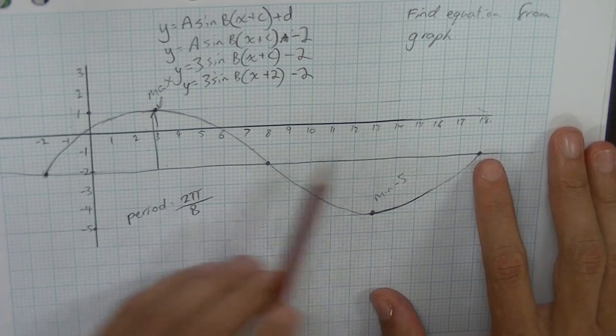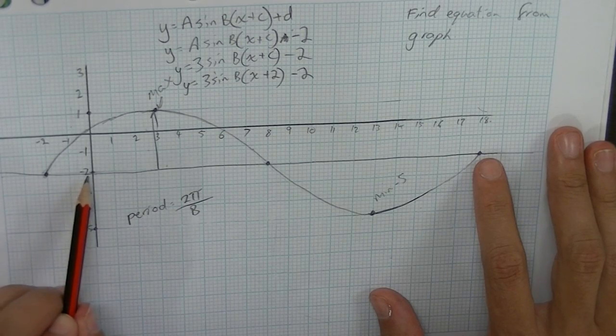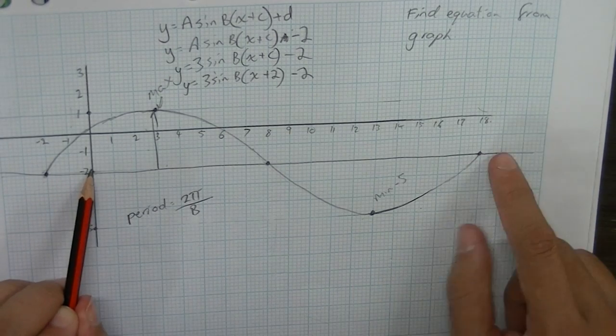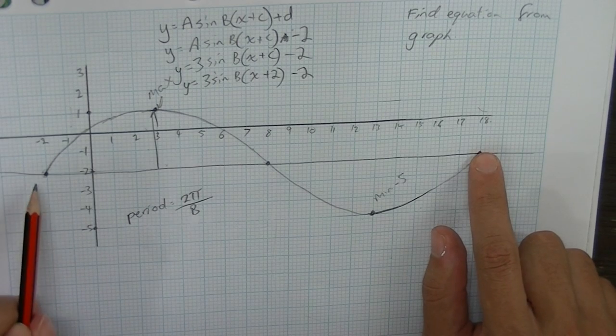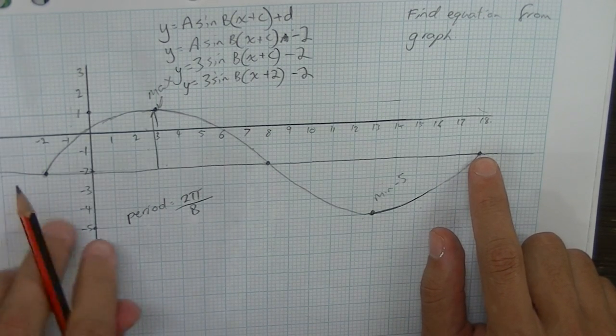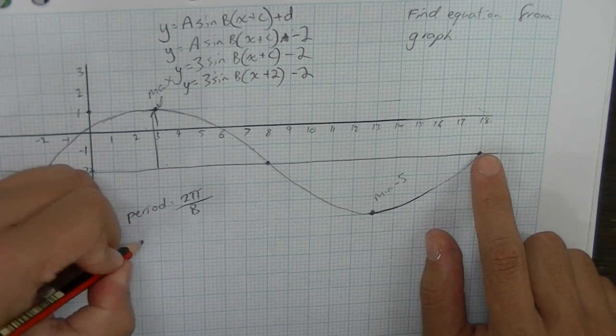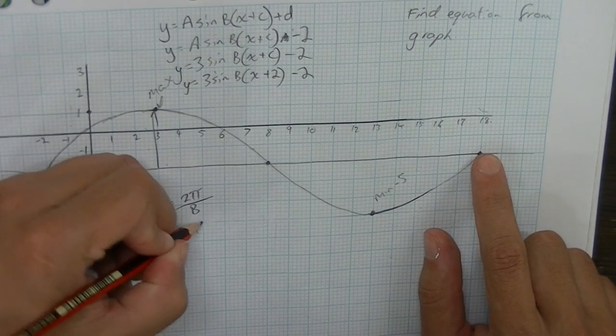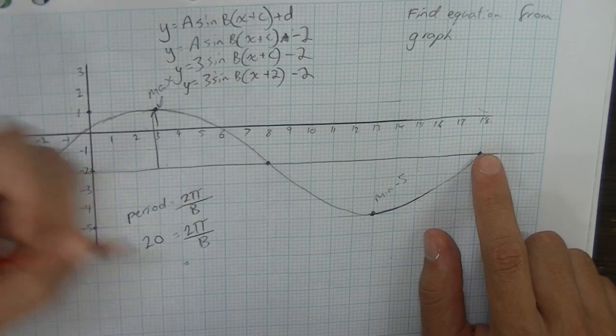We can see that it takes from here, -2 to 0, and then from here, 0 to 18. It takes 18 plus 2 to repeat. The period of this whole thing must be 18 plus 2, which is 20. So 20 equals 2 pi on b.